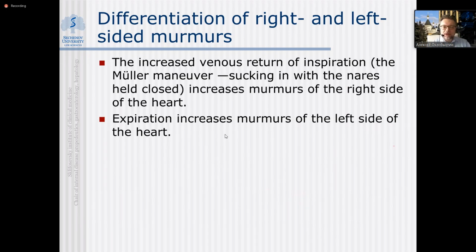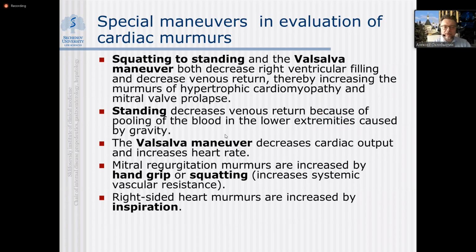Well, what else can we do? To increase venous return, you may ask the patient to try to breathe in with the nose closed. So the patient needs to close his nose and try to breathe in. That will be the Mueller maneuver. Again, that will increase the murmur, as does inspiration, for murmurs related to the right side of the heart. And obviously, expiration may slightly increase murmurs related to the left side of the heart, mostly for anatomical reasons, just because we remove the pulmonary tissue that would isolate the left ventricle.